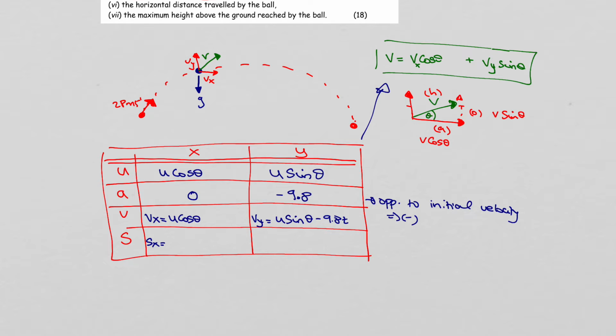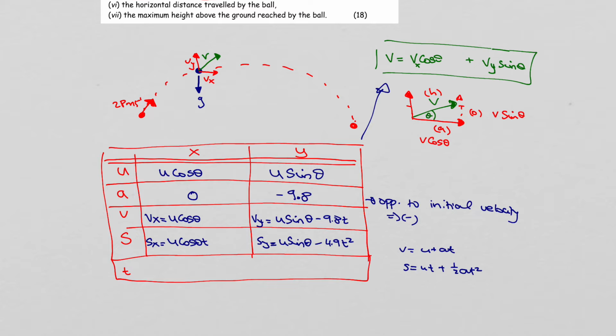S in the x direction, well s is equal to ut plus a half at squared. So u in the x direction is u cos theta t, and then 0 for a makes a half at squared 0 also. S in the y direction is going to be u, which is u sine theta t, plus a half at squared. Well, that's going to be minus a half times 9.8, so that's minus 4.9 times t squared. And of course, t is just going to be t in both cases, so it's our time.